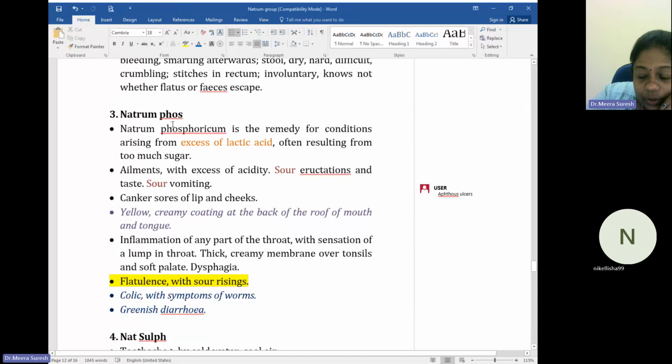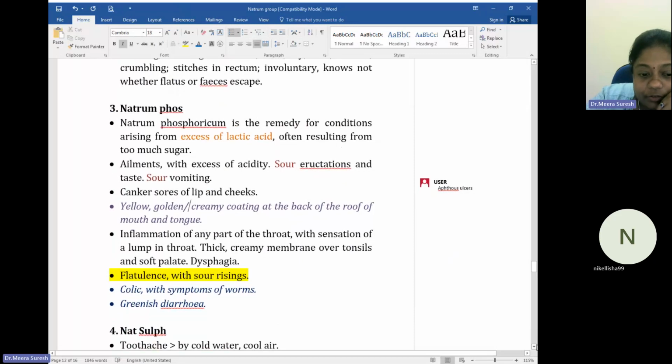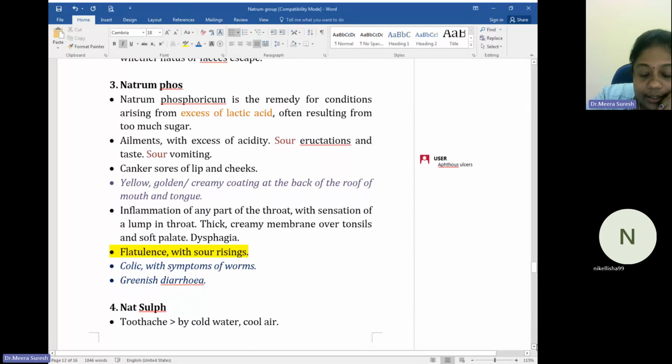In Natrum phos, it will be a golden color, a yellow creamy coating at the back of the roof of the mouth and tongue. So it will be in the roof region towards the posterior part, where we can see that golden yellow or creamy yellow coating. The term golden also. Then there is inflammation of any part of the throat with sensation of lump in throat, thick creamy membrane over tonsils and soft palate, dysphagia. I won't ask you to remember this symptom. It was symbolic, so I just put it.